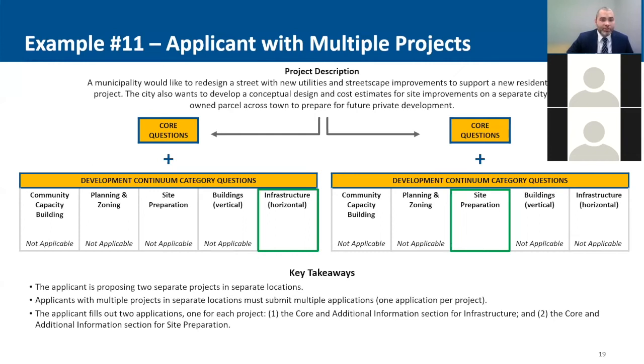This scenario describes two separate projects, an infrastructure project to support an imminent housing development and a site preparation pre-development project to prepare for future development at a completely different location. As Juan mentioned earlier, we require one application per project. In this case, there are two projects requiring two separate applications. The first application will include the core sections and the infrastructure section, while the second application will include the two core sections and the site pre-development section.